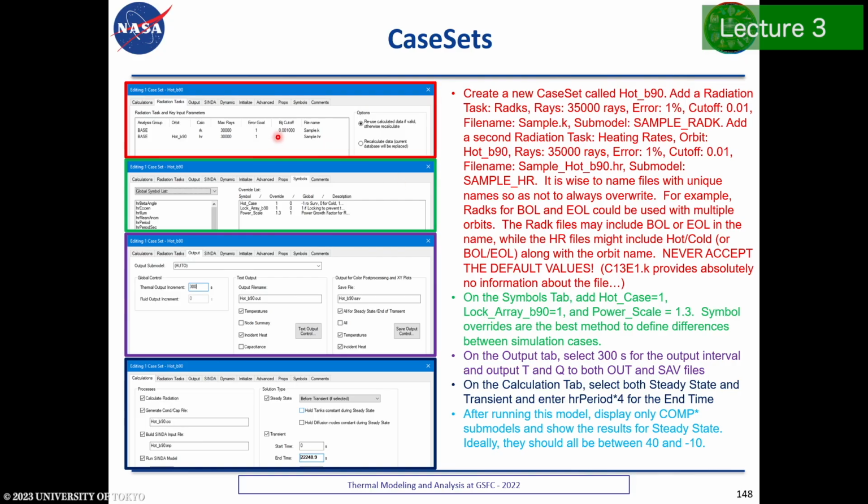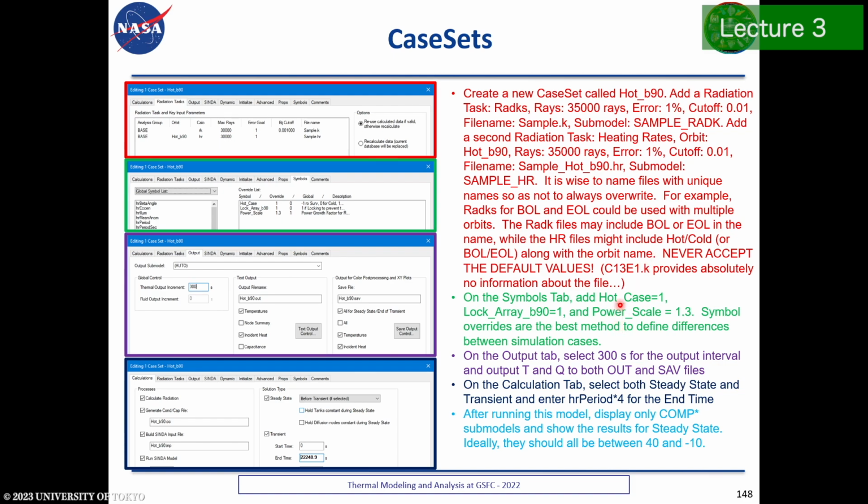So we would then add radiation tasks. We went through that. So here, again, I like to start off with 35,000 rays. I prefer a slightly lower cutoff of 0.01 rather than 0.1, which is what they have. I like the error of 1% so that it won't fire all the rays that it has. Again, never accept the default values for the names for the files or the submodels. Give them something that's intelligible so that you can recognize it.